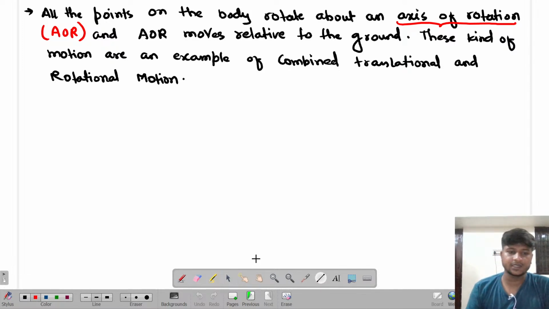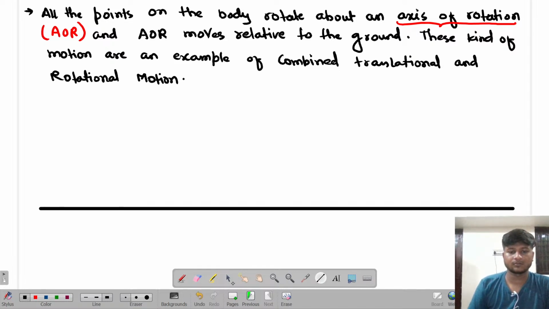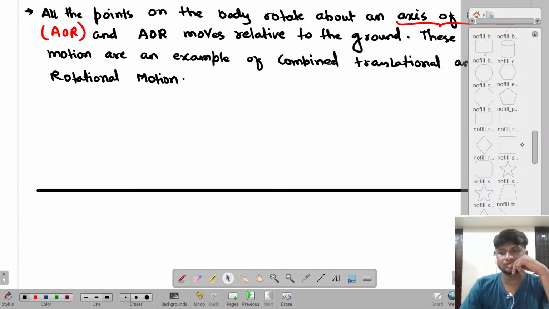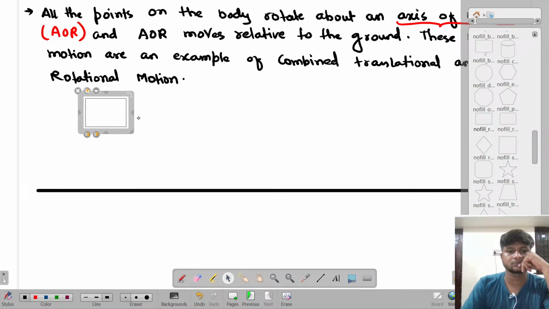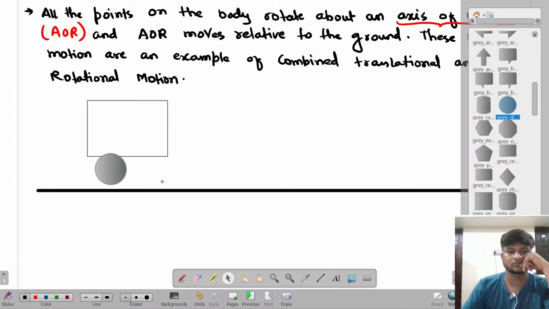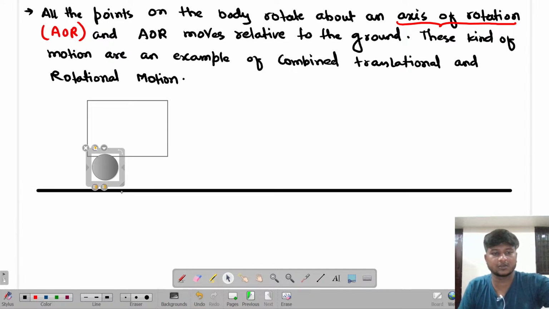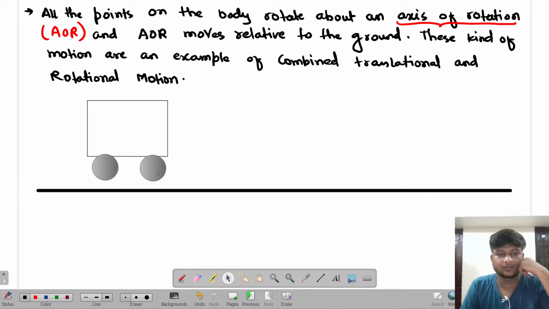We can take one more example, like let's suppose... let us delete it. Control C, Control V. Got it?